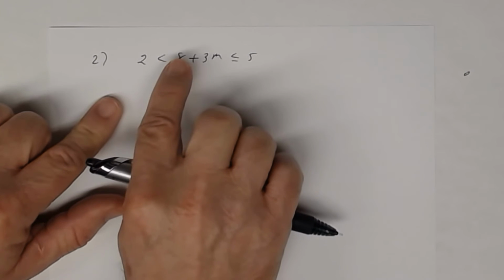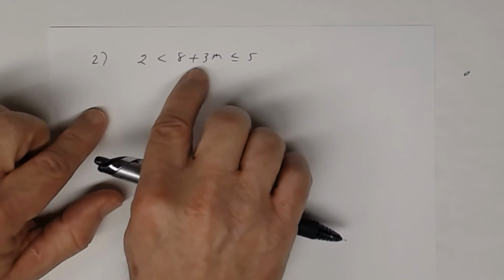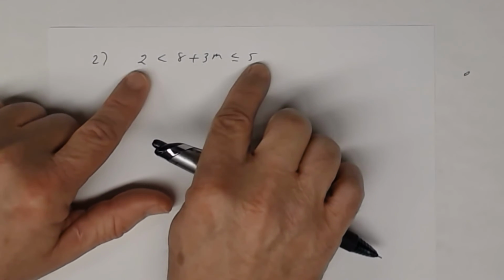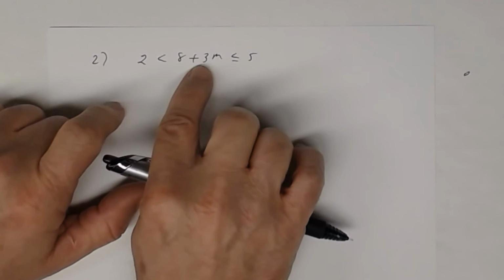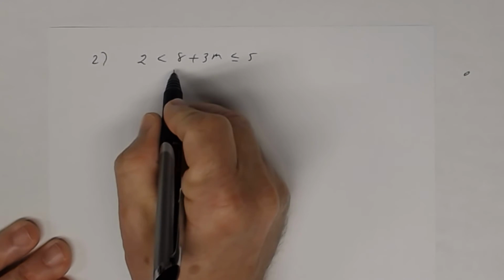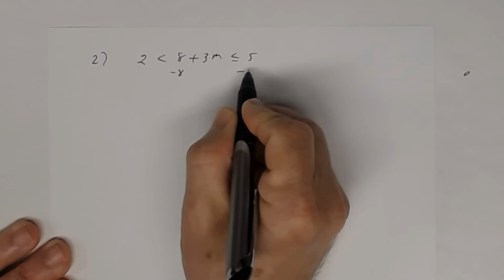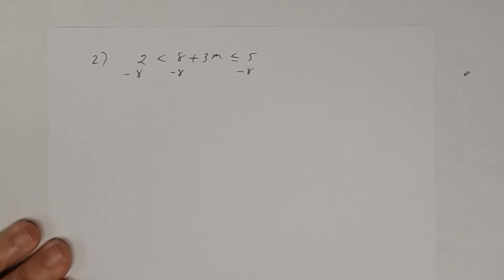All right, one reason is because on the outer sides, on the left and the right, all you see are numbers. You don't see any variables. Okay, the variable only appears in the middle. Now we're going to subtract 8 from both sides, 8 from all parts, I should say, just like this.